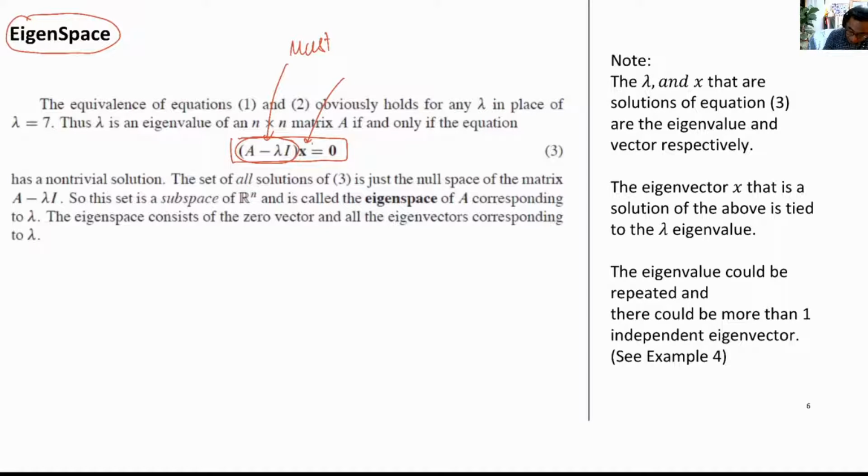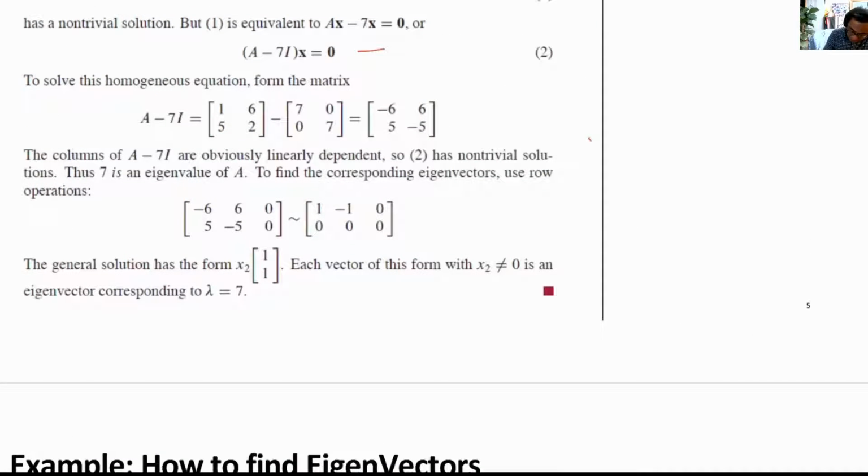Now, we also show that x, when we solve for it, has a general solution. It implies that it is not a single point in this example in the R2 space. It is a line along the R2 space. So in this example, 7 is an eigenvalue. The vector (1, 1) along this line is an eigenvector.